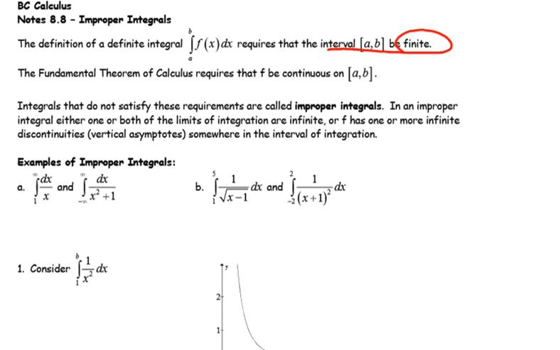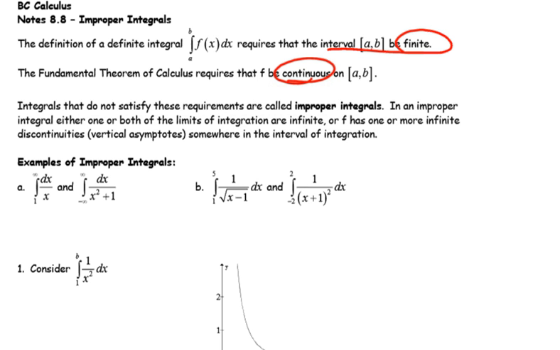So the fundamental theorem of calculus, when we were taking the integral and we say F of b minus F of a, requires also that f be continuous. Okay, so finite and continuous are conditions that we have to have in order to take a definite integral.